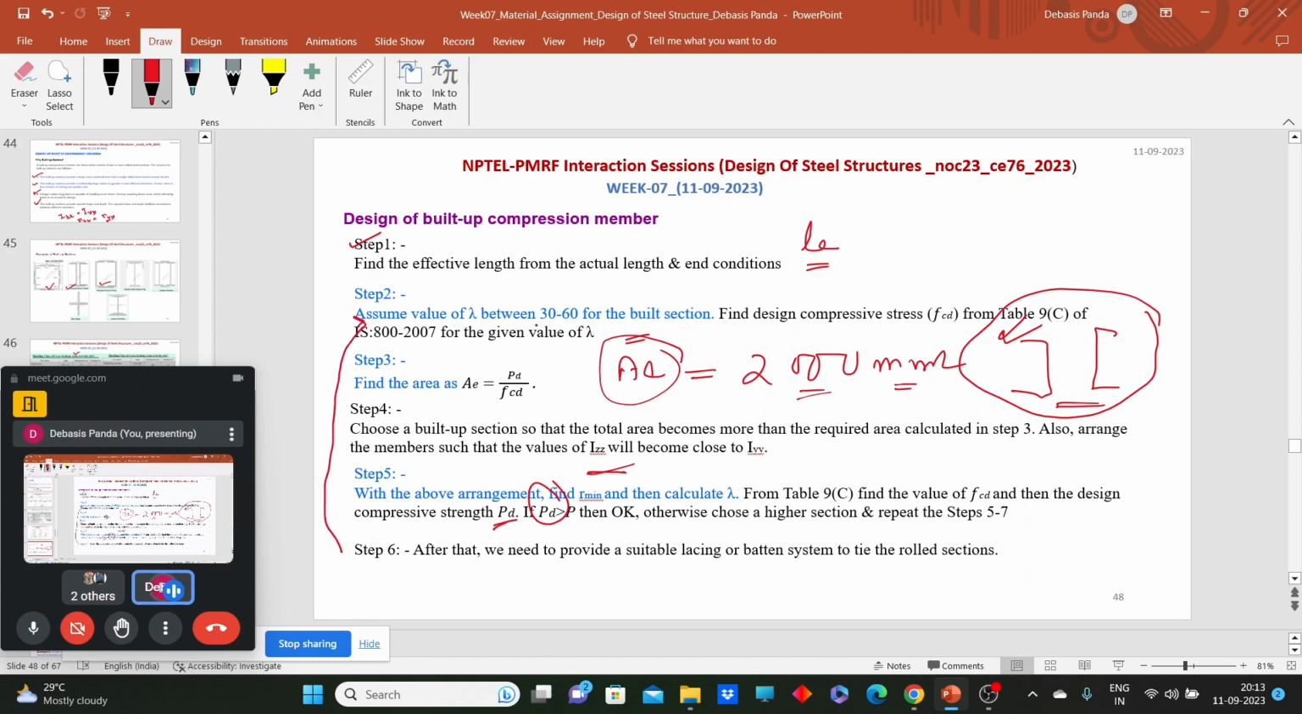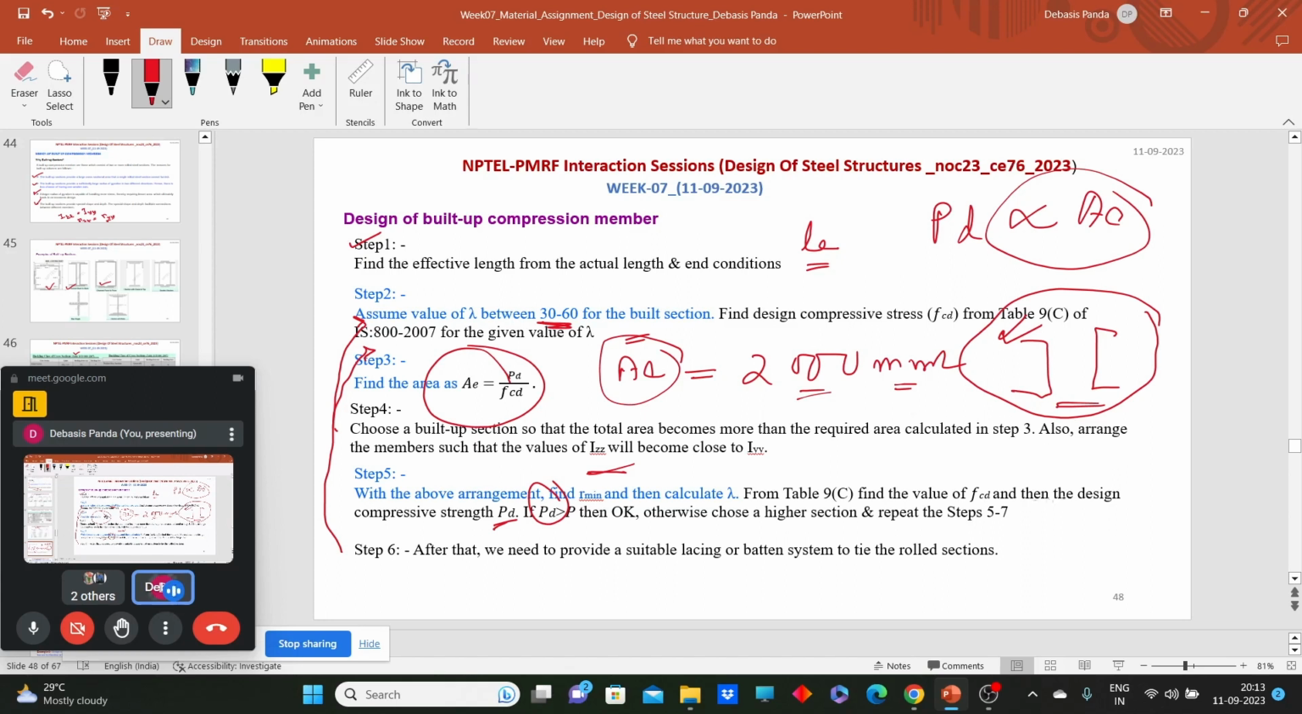In step 2, what will you do? You will change the value of lambda. In step 3, you will change the value of A. That means whatever the required area, you just need to select more cross-sectional area, because your load carrying capacity PD is directly proportional to your AC. That's why for designing purposes, always try to pick sections with larger cross-sectional area.